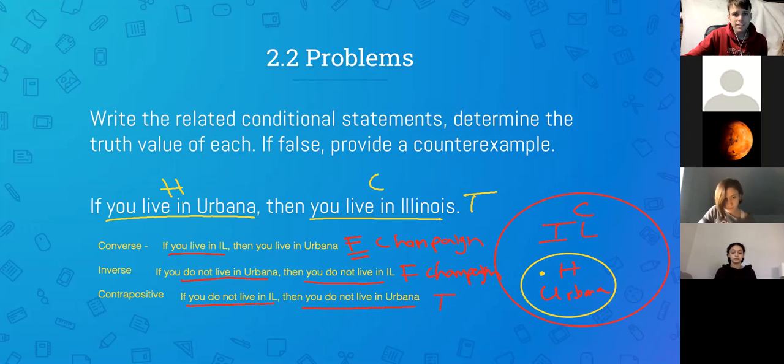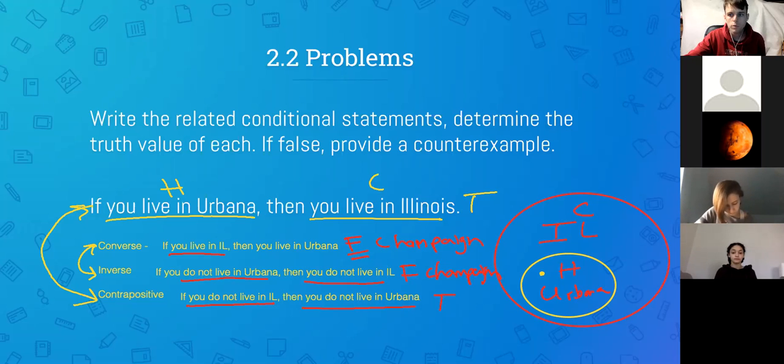There's always a couple of these that are connected. These two are always the same. If one of them's false, the other one's false. And these are also always the same. You don't need to know that necessarily, but the original conditional statement and the contrapositive will always have the same truth value. Same with the converse and inverse. Again, not super important that you know that part.